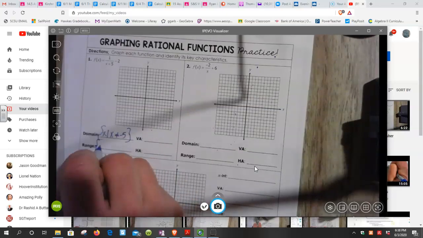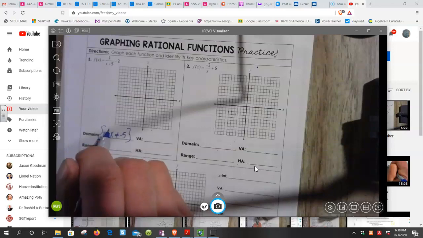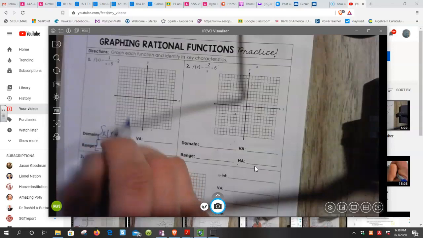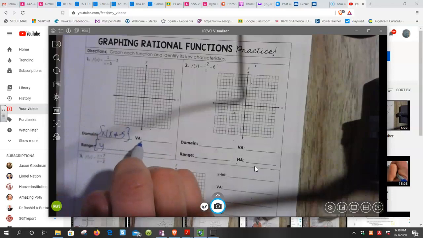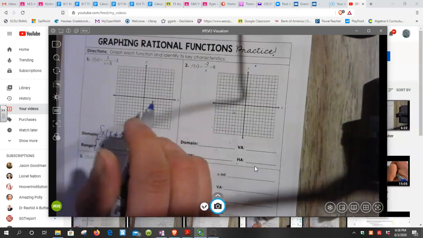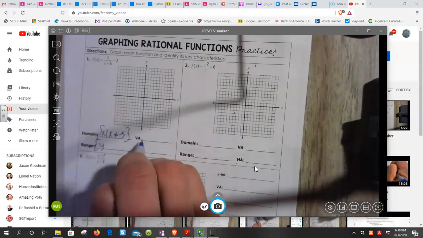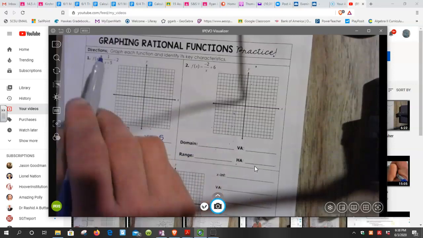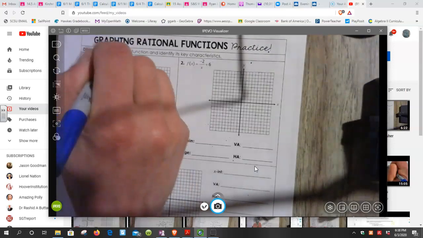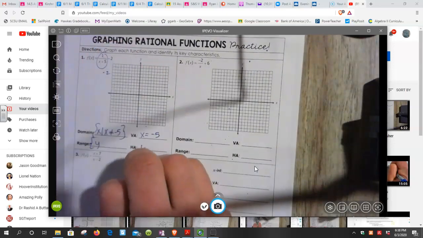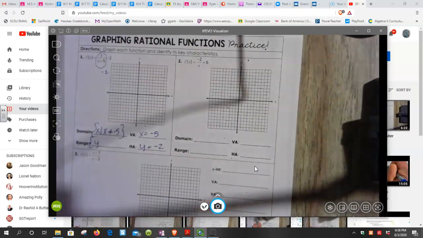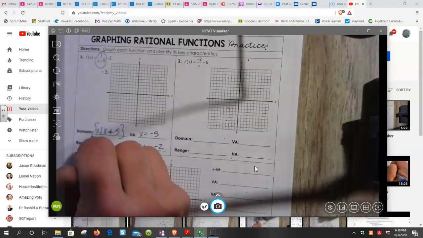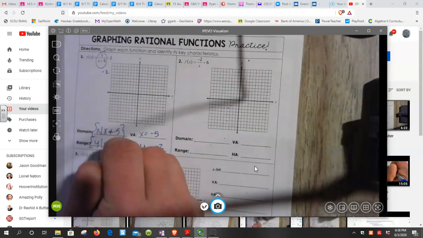and y, the range. Now the vertical asymptote is what makes the denominator equal to 0. Right. So that's going to be x equals -5. And the horizontal asymptote, this is going to go to 0. So it'd be -2. So it's going to be y equals -2. So y could be anything except that y can't be -2.